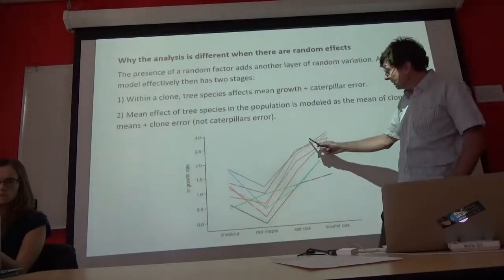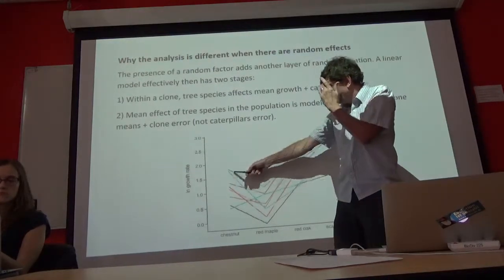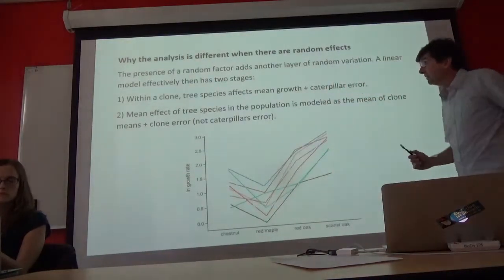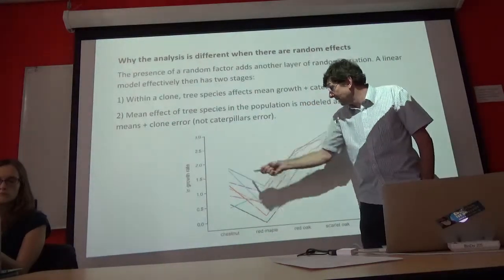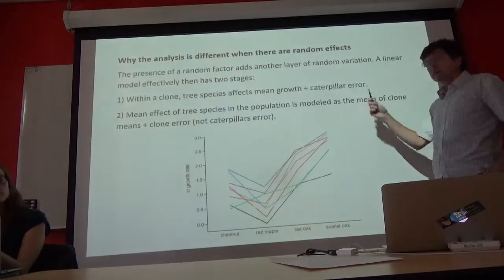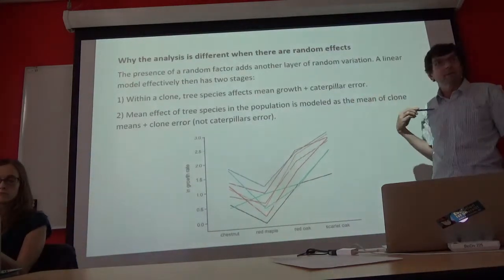So within a clone, I can model, for this particular clone, the mean growth rate on each of the tree species. And that would be modeled as having a component, a mean for that clone, and then error, which would be based in this case on the individual caterpillars within that clone.